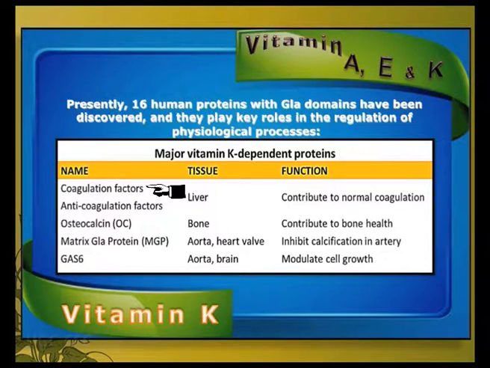Most of the blood coagulation proteins are activated through their carboxylation. That's why vitamin K is important for blood coagulation. It also activates osteocalcin and thus contributes to bone health. The matrix GLA proteins are also activated by vitamin K, thus they inhibit calcification in arteries, and the Gas6 protein is also controlled by vitamin K, thus vitamin K can modulate cellular growth.